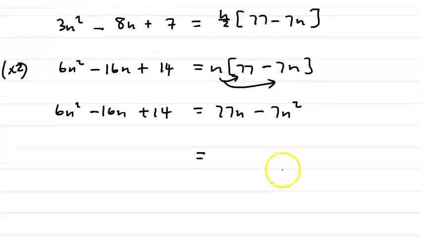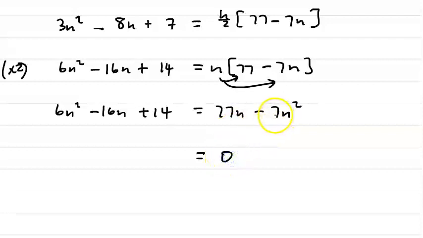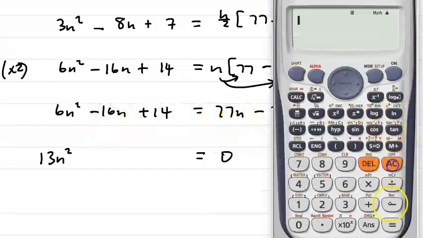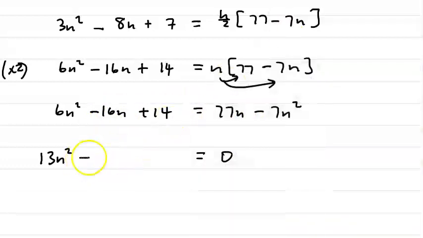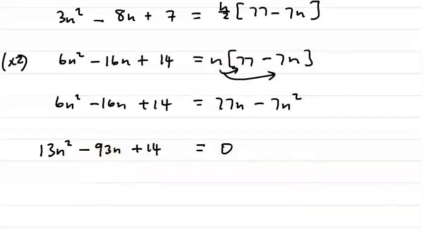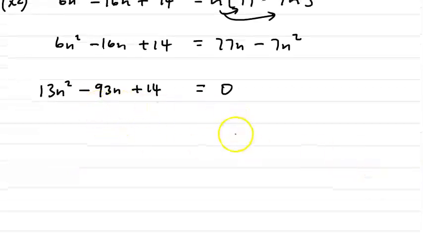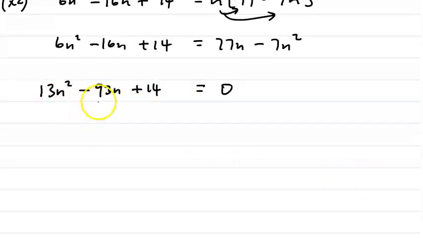So as you can see, learners, this is now going to become a quadratic equation. And in a quadratic equation, you make one side equal to 0. If I take minus 7n squared to the left-hand side, that will be 13n squared. If I take 77n to the left-hand side, it will be minus 16 and minus 77, which equals minus 93n. So it's minus 93n plus 14 equals 0. So here I have a quadratic equation, and I'm not going to do this by inspection. In order for us to factorize this quadratic, we can use our quadratic formula.